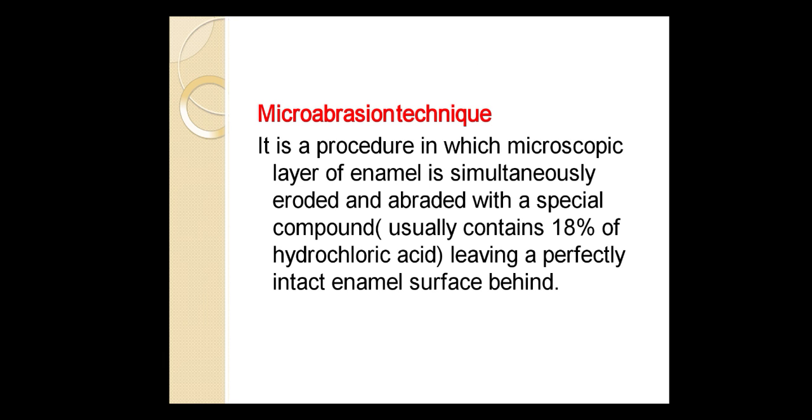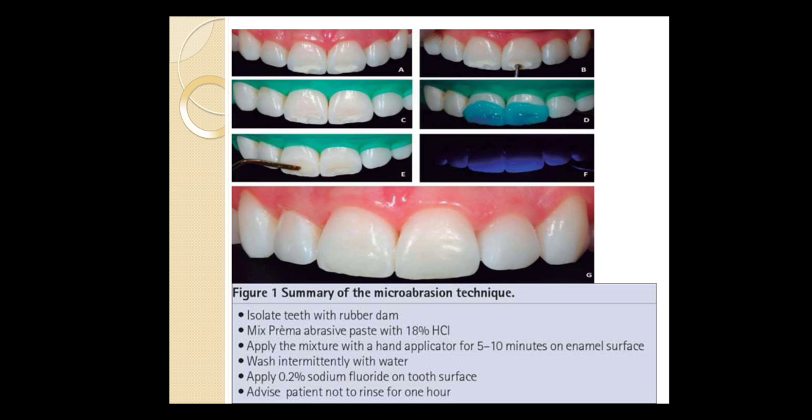Microabrasion technique. It is a procedure in which a microscopic layer of enamel is simultaneously eroded and abraded with a special compound, usually containing 18% hydrochloric acid, leaving a perfectly intact enamel surface behind. These are the diagrams of the technique of microabrasion.